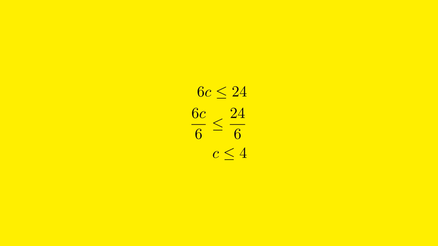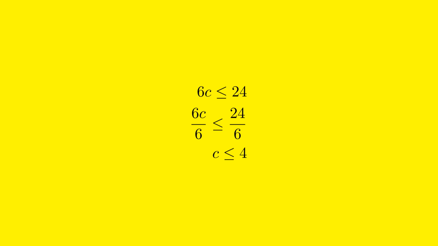To further isolate the variable c, we now need to eliminate the coefficient 6 that is multiplying c. To do this, we divide both sides of the inequality by 6. This maintains the balance of the inequality, because dividing both sides by the same non-zero number does not change the relative values. On the left side, we have 6 times c, and we divide this by 6. 6 divided by 6 equals 1, so we are left with just c on the left side.